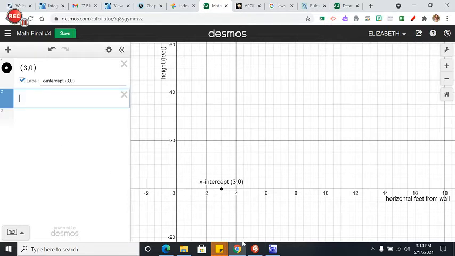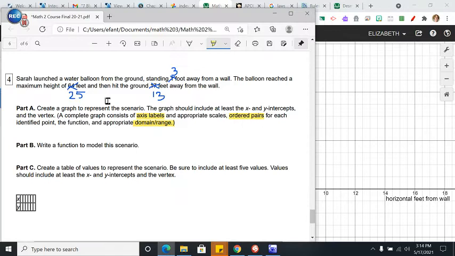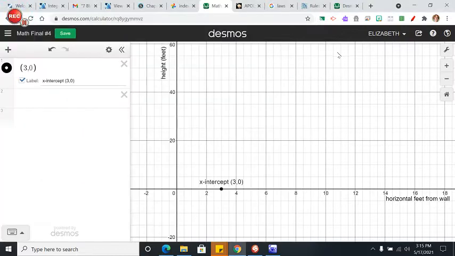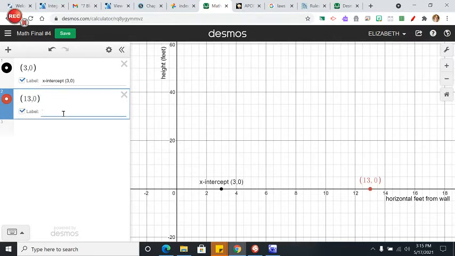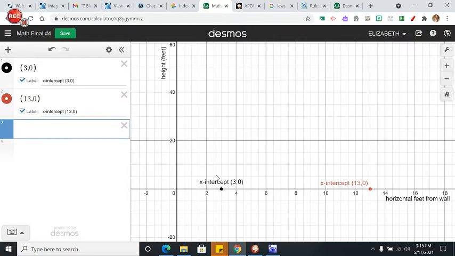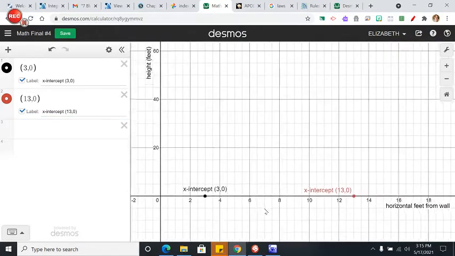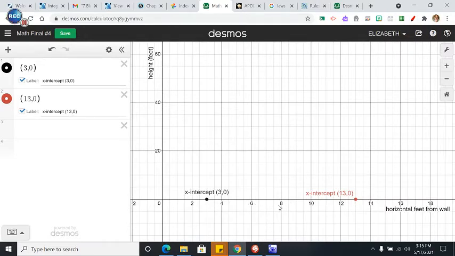Okay, so for me, I'm saying she's starting 3 feet away from the wall. The vertex is going to be something, 25. I don't know what that x coordinate is going to be just yet, but it's going to hit the ground 13 feet away from the wall. So this is going to be 13, 0. Okay, and you can probably see where the vertex is going to be. It's going to be right in the middle of those 2 points.